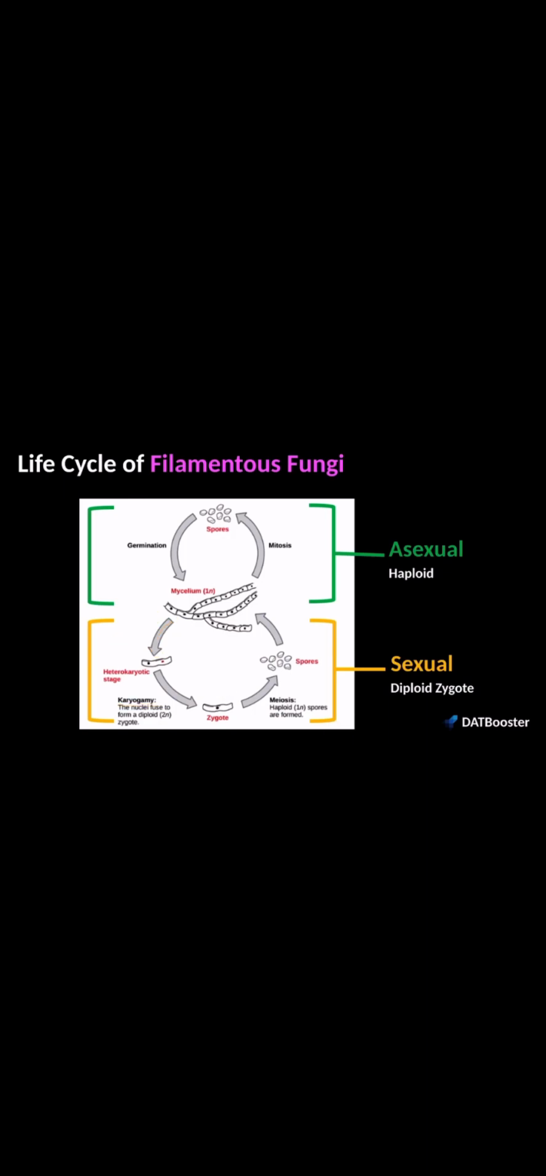Which means that when this zygote wants to reproduce, it has to lose that 2N number and go down to 1N. It has to become haploid. So that's going to occur through the formation of spores through meiosis. So not mitosis here, meiosis. Those spores are going to germinate into another mycelium, a haploid mycelium, which is where we started. That mycelium can then undergo asexual reproduction or sexual reproduction, and the process begins again.